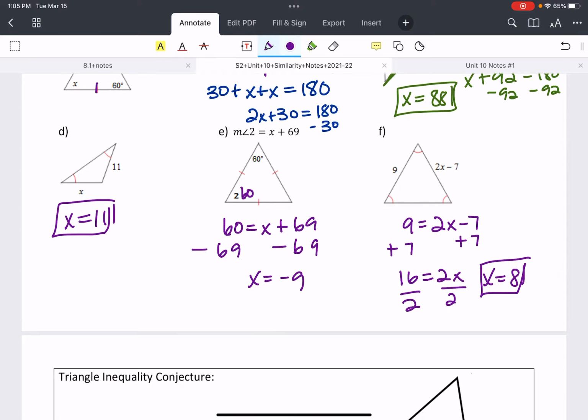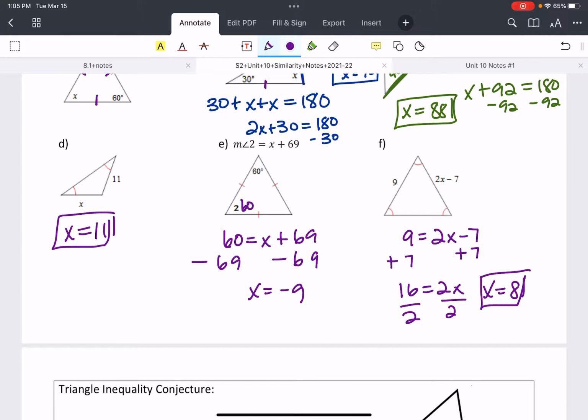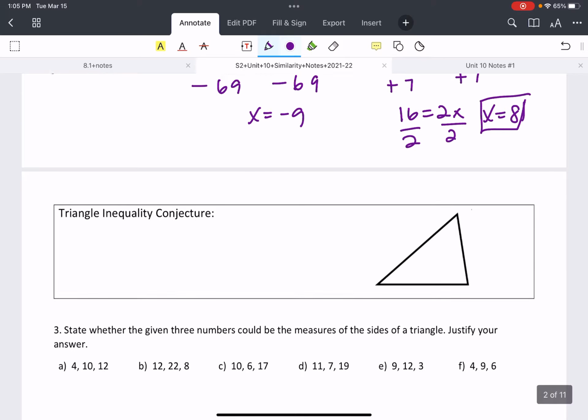All right, so in D, we have an isosceles triangle. It shows that our two base angles are equal. So if our two base angles are equal, then our two sides must be equal. And then we get x equals 11. In E and F, we have isosceles triangles, and you can check your work there.